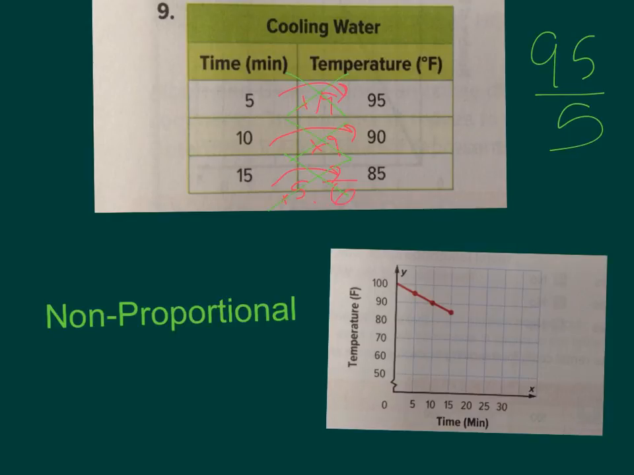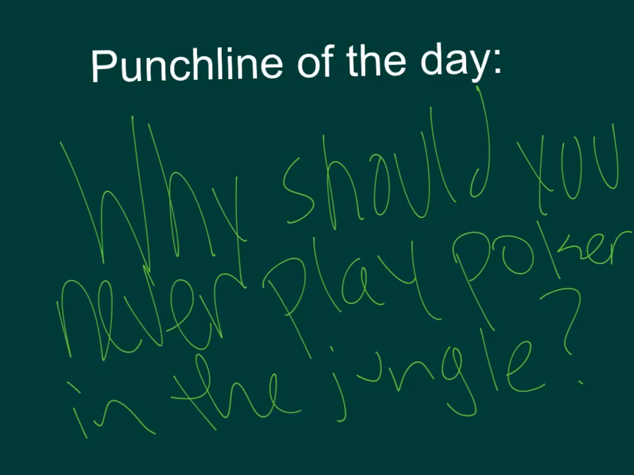If we didn't want to look for those multipliers, we just look to the graph. I automatically know I'm not starting at 0, 0, I'm starting at 0, 100. Can't be proportional. It does make a straight line, but doesn't start at the origin or 0, 0, therefore not proportional.